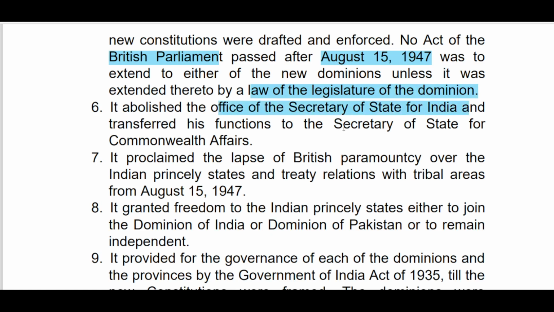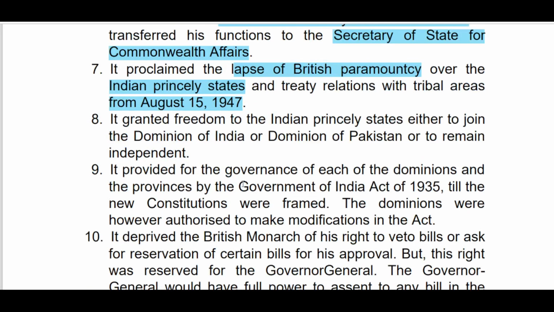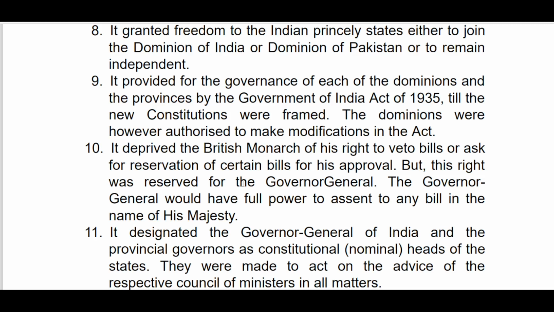It also abolished the office of the Secretary of State for India and transferred his functions to the Secretary of State for Commonwealth Affairs. It proclaimed the lapse of the British paramountcy over the Indian princely states and treaty relations with tribal areas from August 15, 1947. It also granted freedom to the Indian princely states either to join the dominion of India or the dominion of Pakistan or to remain independent.